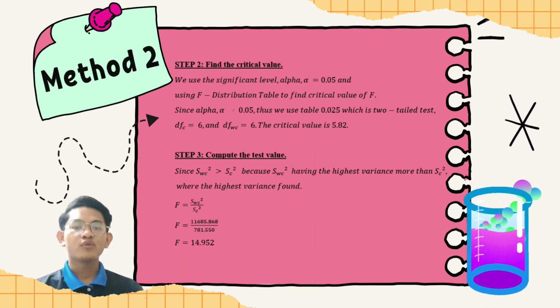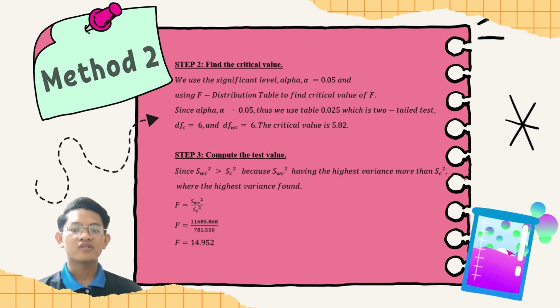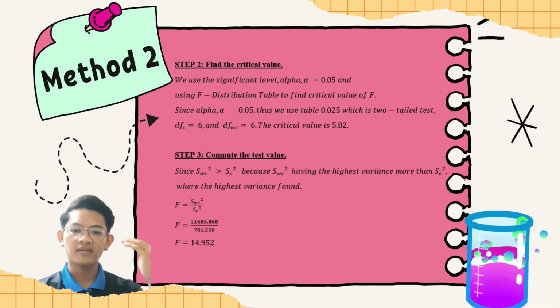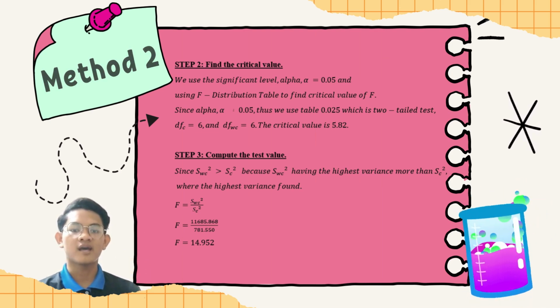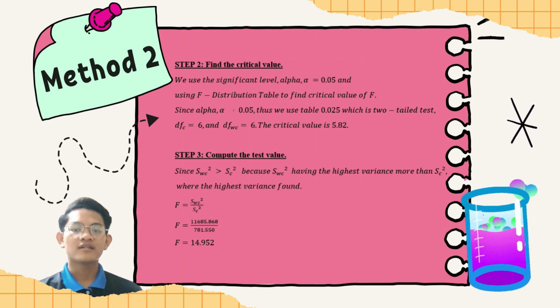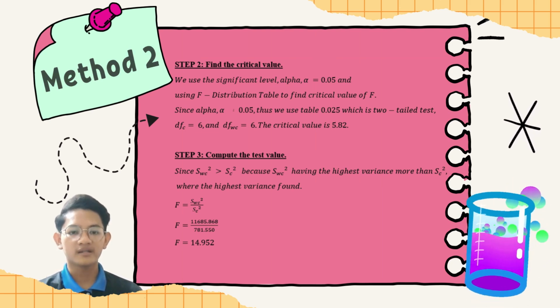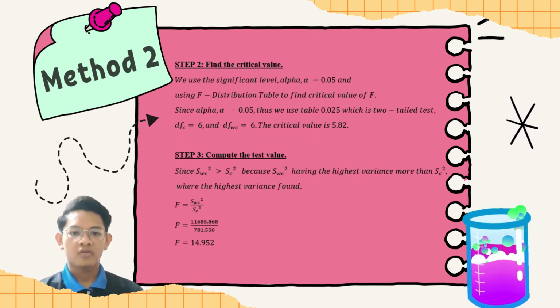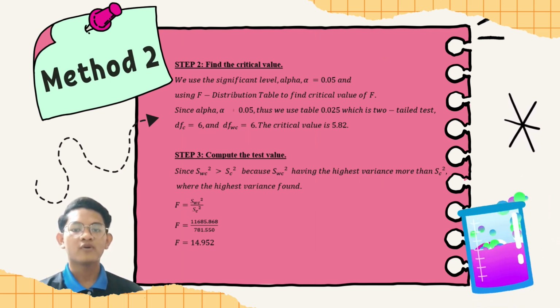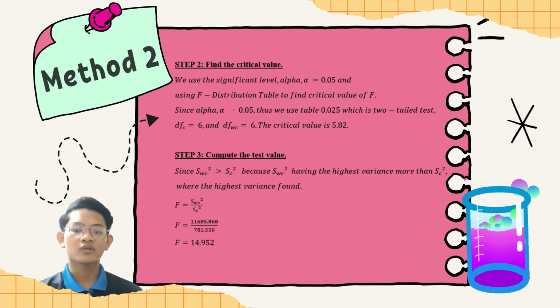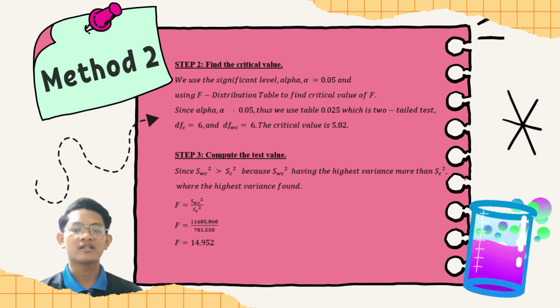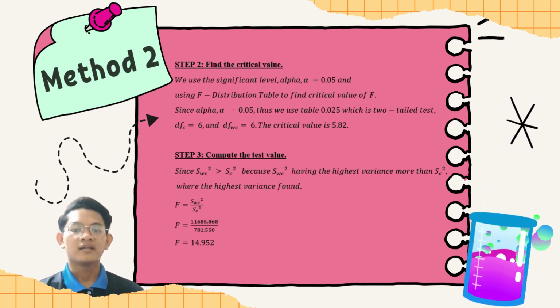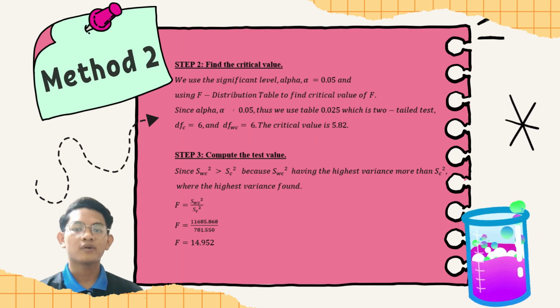Step 3 is to compute the test value. Since the variance of the reaction without catalyst is higher than the variance of the reaction with catalyst, we say that the variance of the reaction without catalyst is our numerator and the variance of the reaction with catalyst is our denominator. To find the test value of F, the formula is the variance of the reaction without catalyst divided by the variance of the reaction with catalyst. Then the test value of F is 14.952.